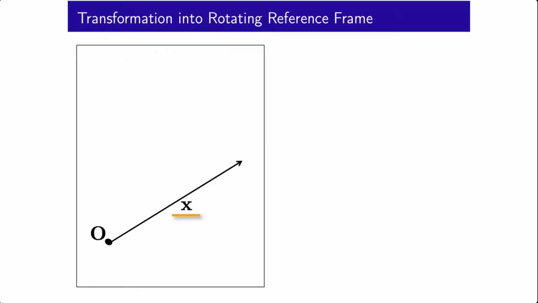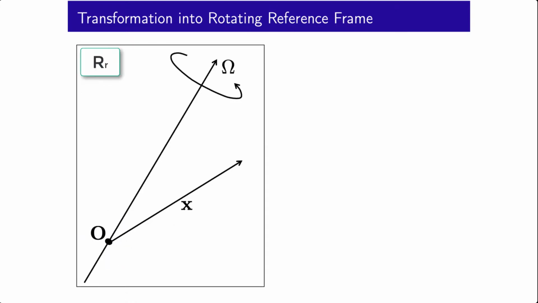Consider the vector x in a fixed frame of reference, Rf, with some arbitrary origin O. This origin can be arbitrary because Rf is an inertial frame of reference. Now consider a second reference frame, Rr. This one is rotating about some axis that coincides with our arbitrarily located origin O. The rotation rate about this axis is omega.